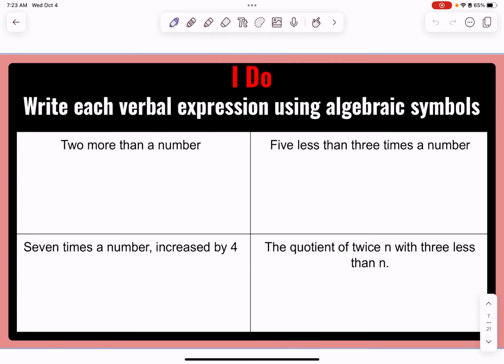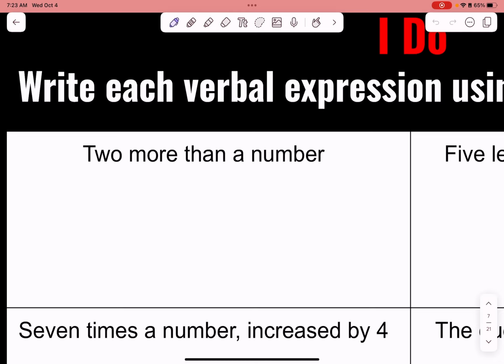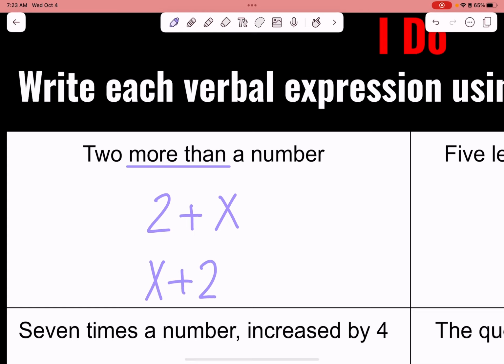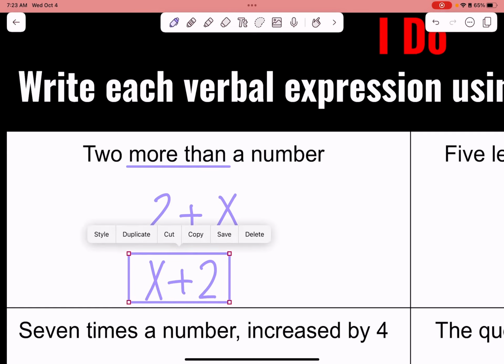All right, the first one: 2 more than a number. The words "more than" mean to add, so you're going to just do 2 plus, and we don't know what the number is, so I'm going to make it x. This would not be in standard form because we're used to seeing x plus 2, but here I don't think it really matters. We can choose whichever one we want. 2 more than a number: we took the number, which was x, and we added 2 to it.